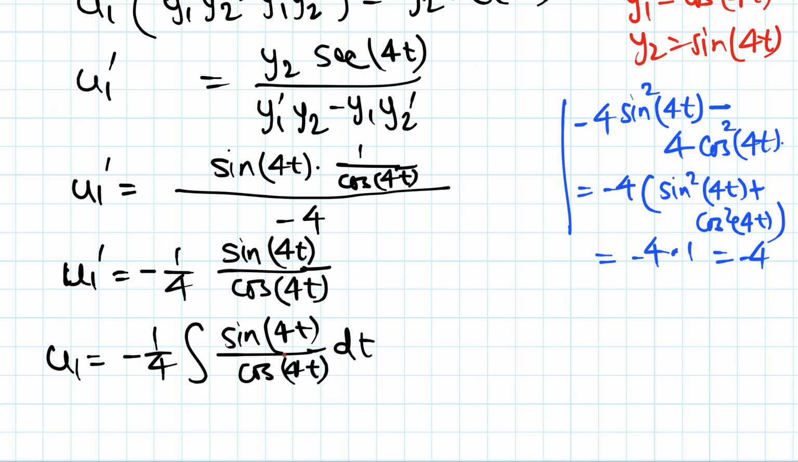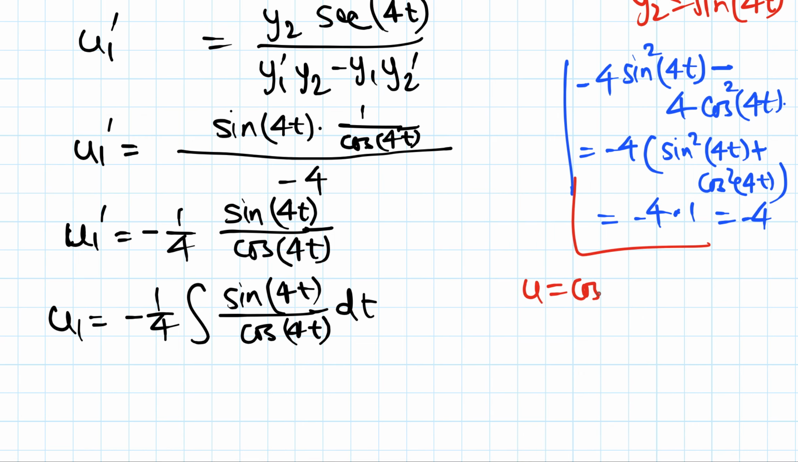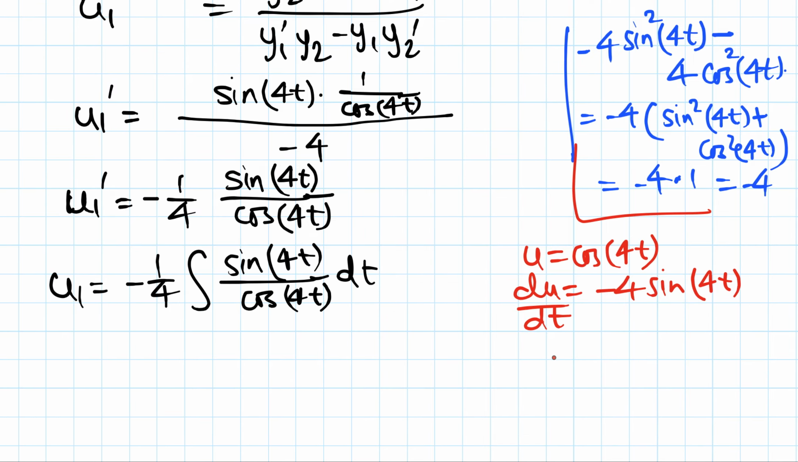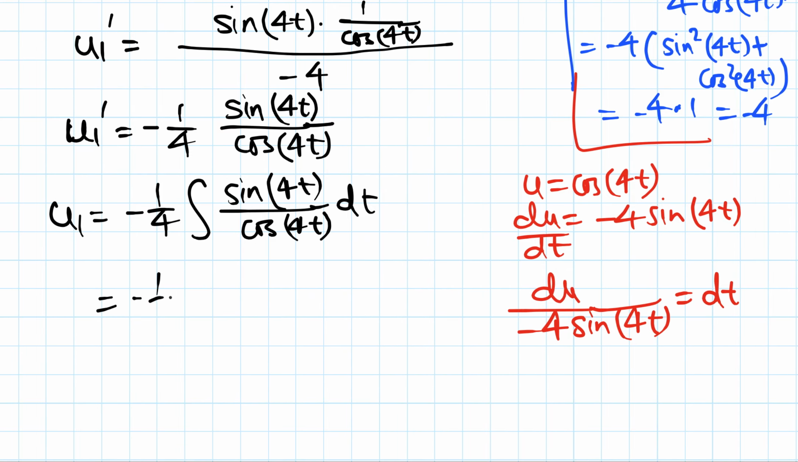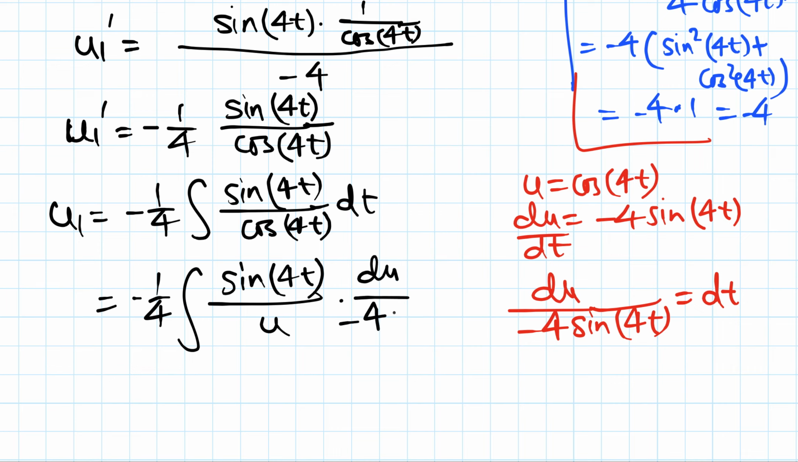And now this is a fraction, so we need to go for u substitution. u is the bottom, u is cosine 40. Okay, what is the derivative of cosine 40? Negative 4 sine 40. Bring this to the front, so du over negative 4 sine 40 is dt. So we can write this as negative 1 over 4 sine 40 as it is, cosine 40 is u, and dt is du over negative 4 sine 40.